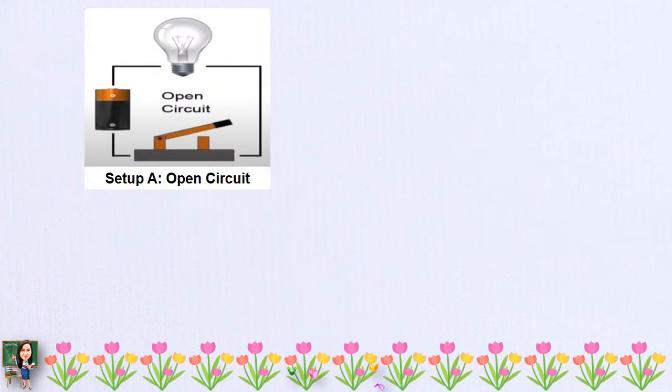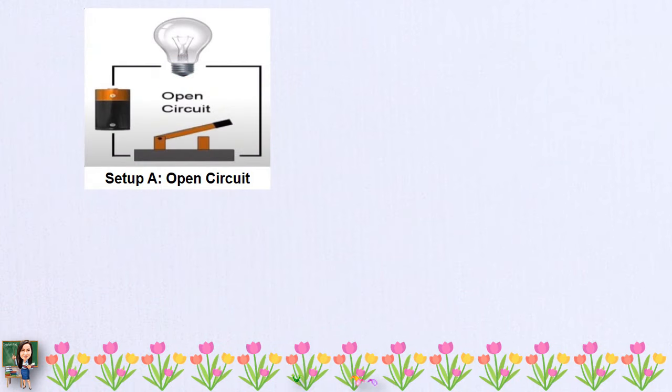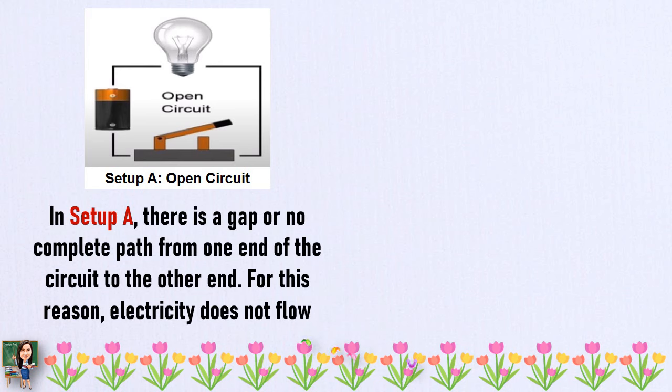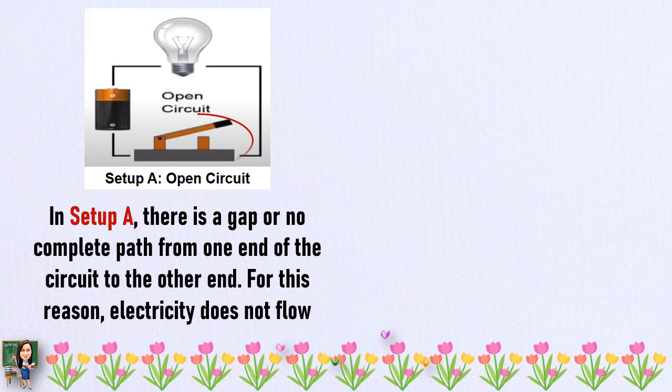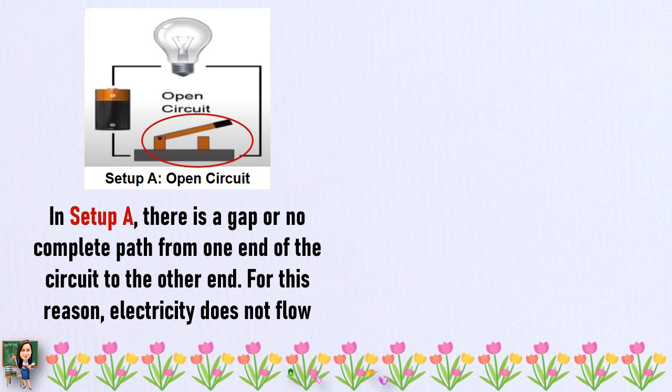Look at the picture in setup A. This is an open circuit. In setup A, there is a gap, or no complete path, from one end of the circuit to the other end. For this reason, electricity does not flow.